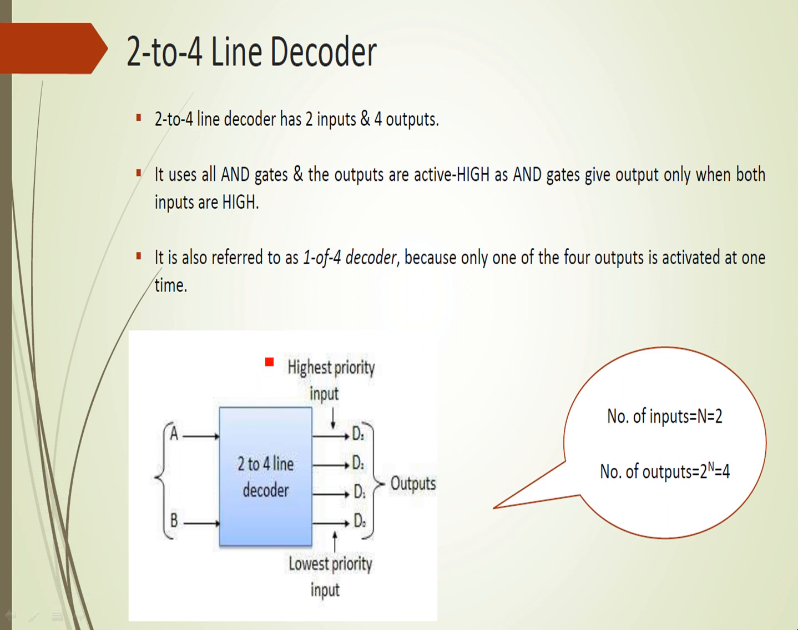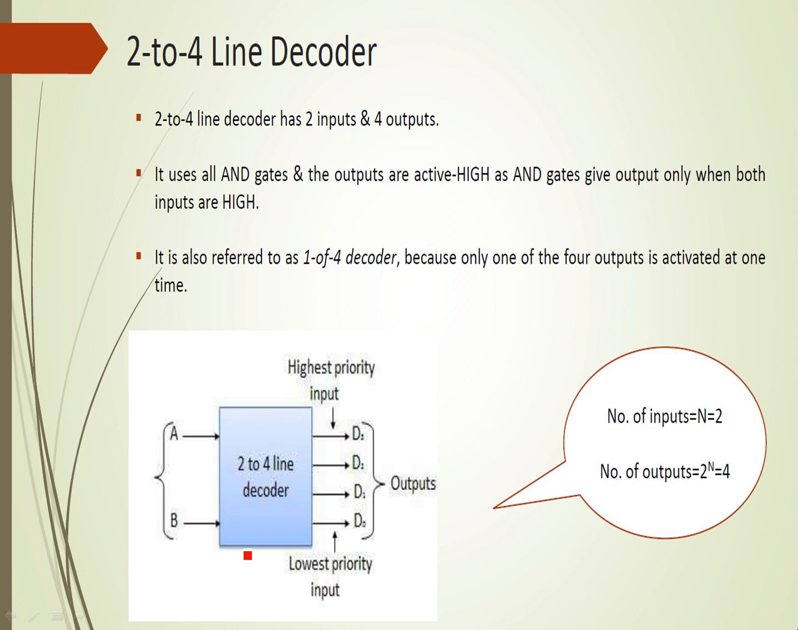And it uses all AND gates, and the outputs are active high, as AND gates give output only when both inputs are high. And it is also referred to as one of 4 decoder because only one of the 4 outputs is activated at one time.